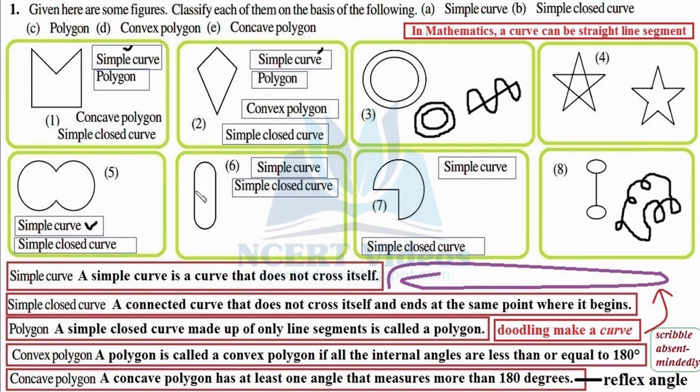6th, start from anywhere. Let's start from here. We go like this and we reach the same position. It is a simple curve because we are not crossing anywhere. Figure 7. Let's start from here. We go like this, we do not cross anywhere. It is a simple curve.